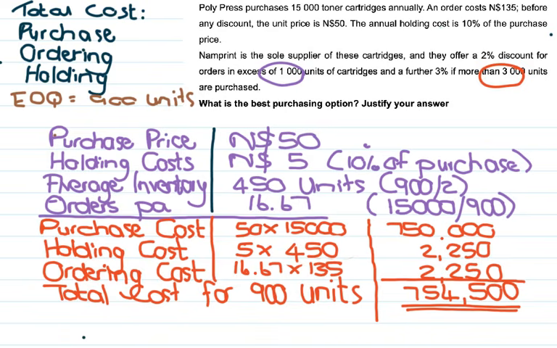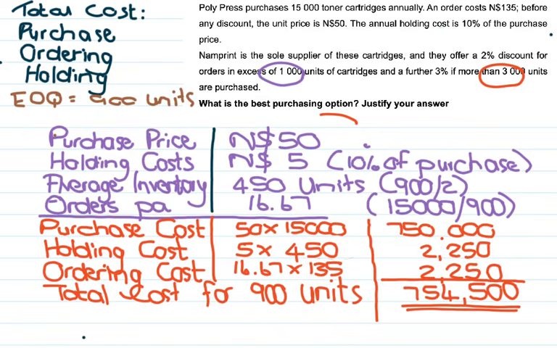All right, so let's start with my 900 units. This solution that I have here is based on 900 units. We are saying that if we order less than 1,000 units, then we will still pay the $50. So my purchase price is $50. What is my holding cost? My holding cost is based on 10% of the purchase price of 50, so it will be 5. Then I need my average inventory. Average inventory is what we will order divided by 2. So if we order 900, divided by 2 equals 450 units.